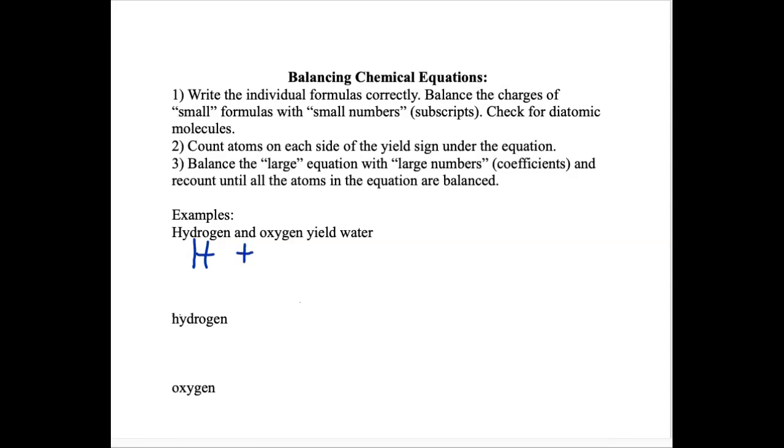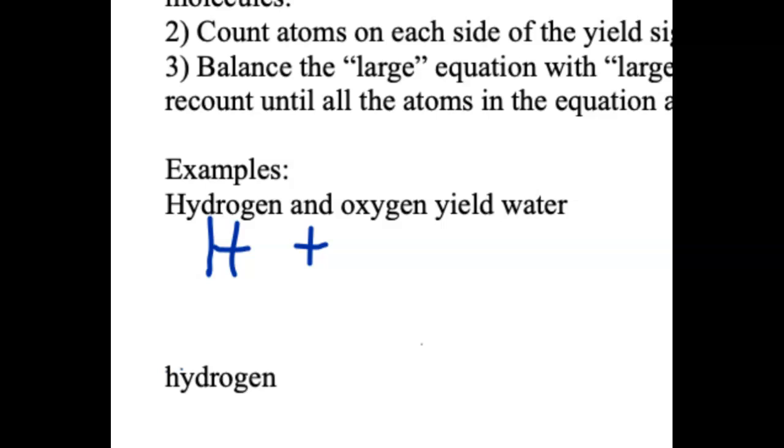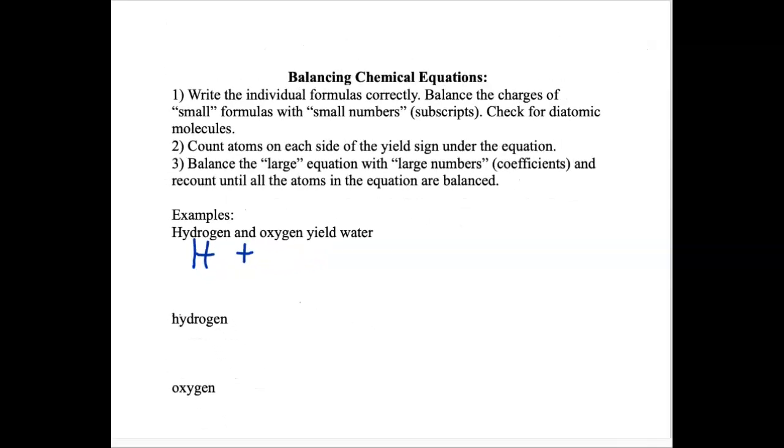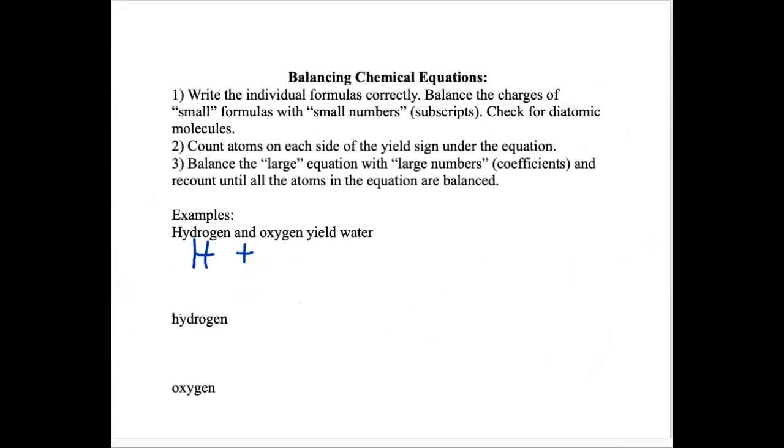And we have oxygen. Oxygen is O, and yields is an arrow. Yields separates our reactants, like our ingredients, from our products.